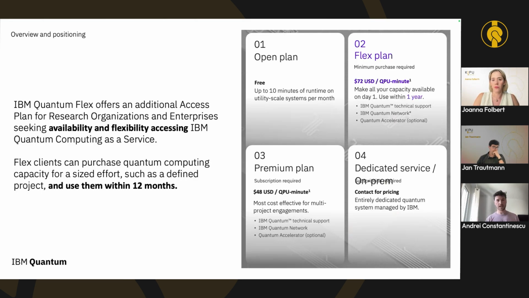Where's Flex in our access plans? So we have open plan, 10 minutes for free per user every month. Flex is 1 year. It comes at $72 per QPU time, but the minimum entry is 30K. We have premium plan. It's $48 per QPU time, but the minimum entry is 250K. And then we have dedicated services, right? So that's when you want an on-prem service, and that's where you contact our sales.